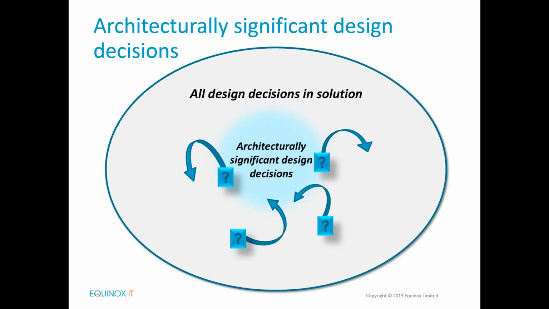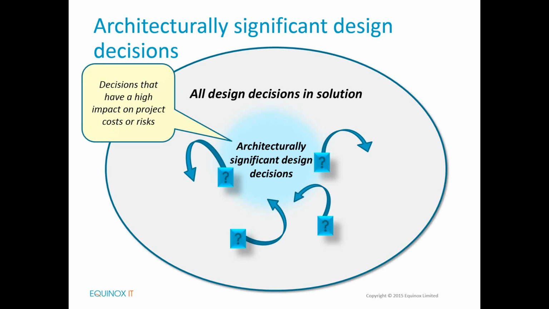But of all the design decisions that are made for any solution, some of those decisions are what we call architecturally significant. Some need to be made before subsequent decisions or activities can occur. Some decisions are very difficult or expensive to change, and some decisions have a significant impact on some key system quality, such as security or performance. These types of decisions are referred to as architecturally significant. They're still design decisions, as the Venn diagram is trying to show, but they are the subset of all decisions that are architecturally significant.